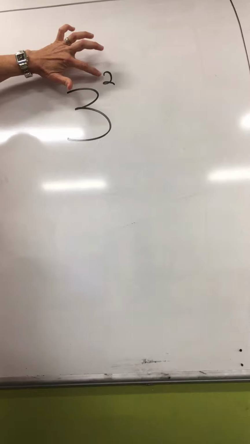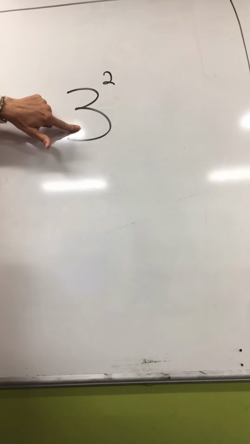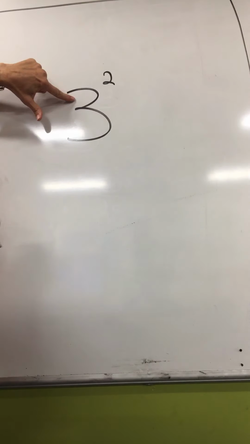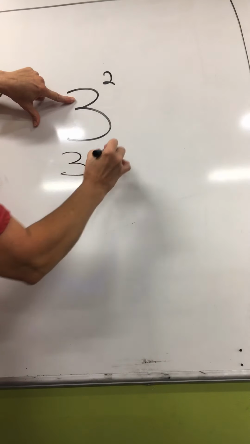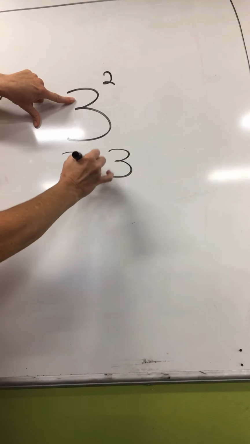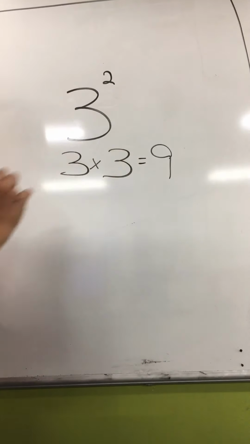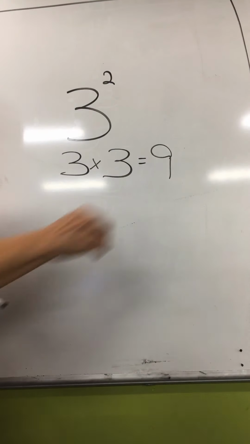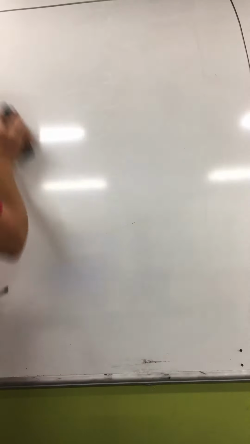This means 2 of these bases. So I'm going to write down 2 3s. 1, 2, and then I'm going to multiply those. 3 to the second power is 9. Let's look at another one.